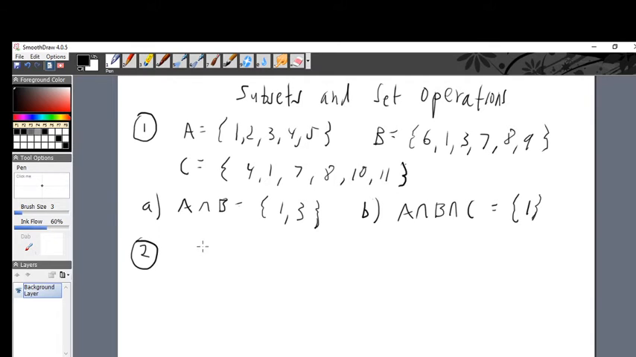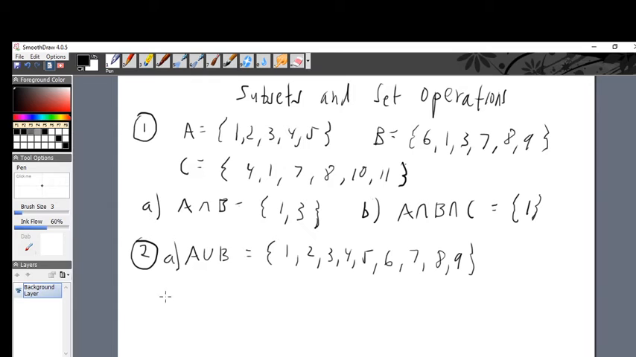Okay, now what about the next question? A union B. This is 2A. A union B. We talked about this already. So 1, 2, 3, 4, 5 qualifies. That's in A, because we'll take you if you're in A, and if you're in B, we'll take both of you. Either one is good. So from B, we'll take the 6. We don't take the 1 again. Don't repeat. We don't take the 3 again. But we'll take the 7, we'll take the 8, and we'll take the 9, and that's it.